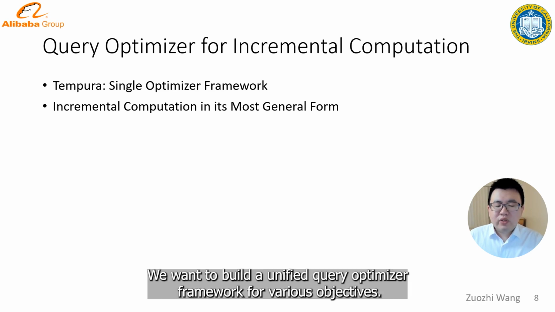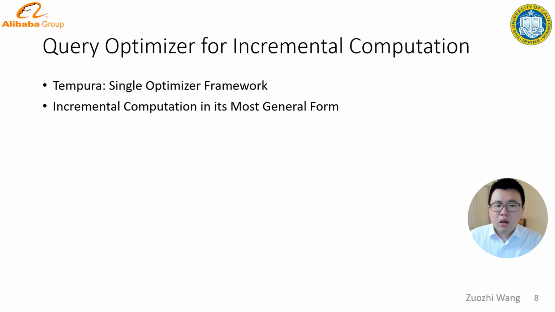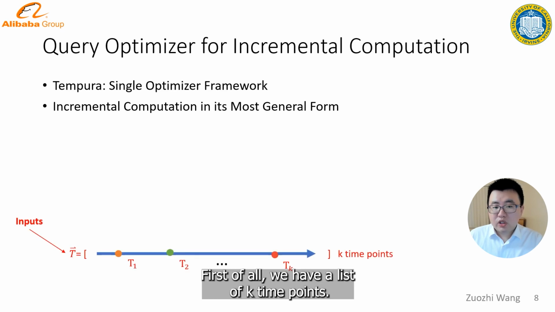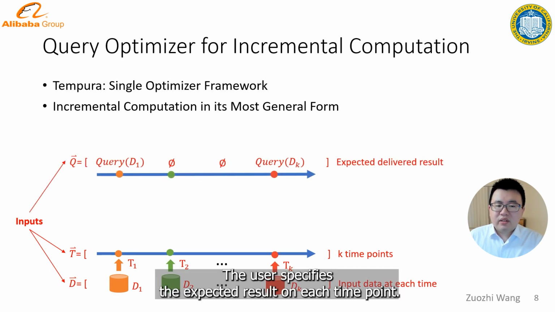We want to build a unified query optimizer framework for various objectives, so the optimizer can capture incremental computation in its most general form. We model the incremental computation problem as follows. First of all, we have a list of k time points. On each point, we have the set of available input data. The user specifies the expected result on each time point.